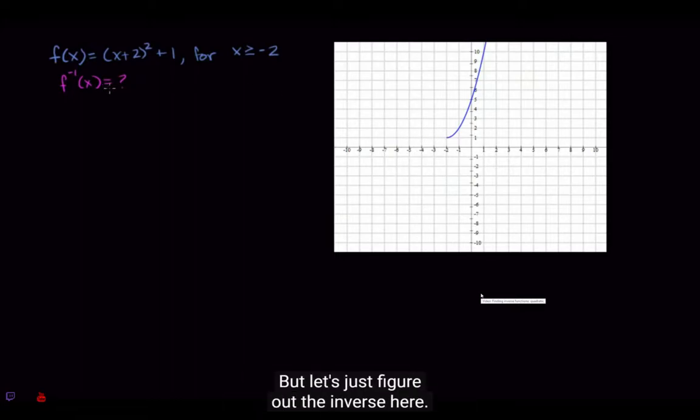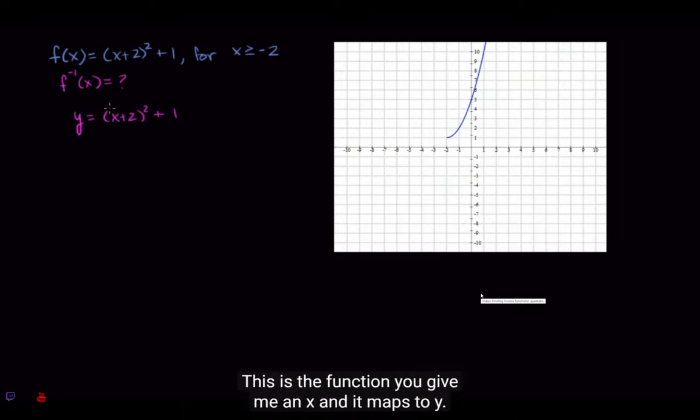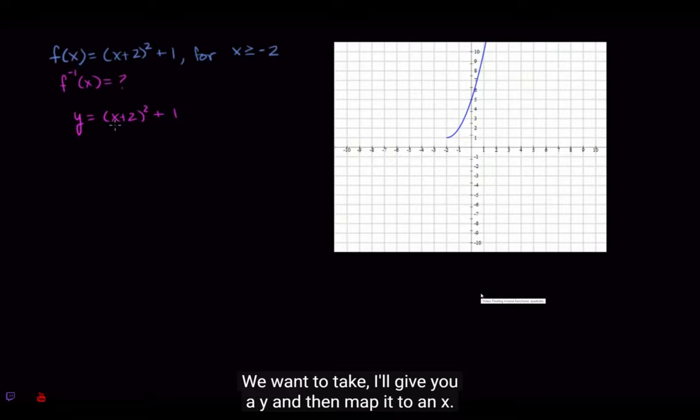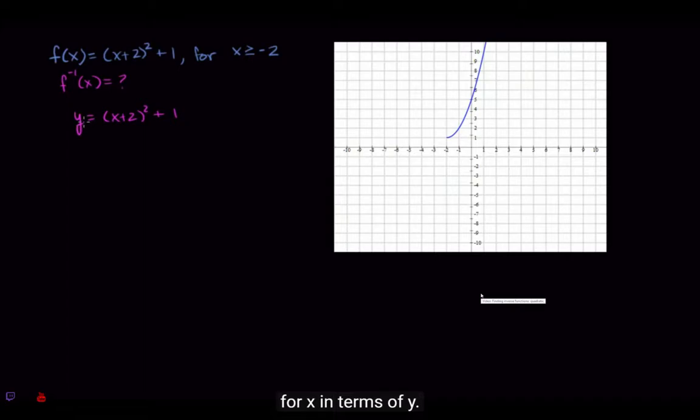But let's just figure out the inverse here. Like we've said in the first video, in the introduction to inverses, we're trying to find a mapping. If we were to say that y is equal to x plus 2 squared plus 1, this is the function. You give me an x and it maps to y. We want to go the other way. We want to give you a y and then map it to an x. So what we do is we essentially just solve for x in terms of y.